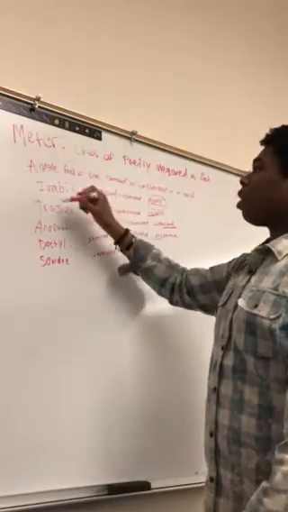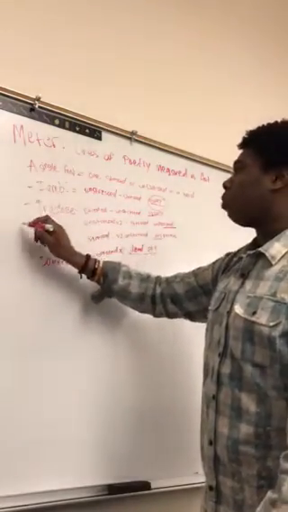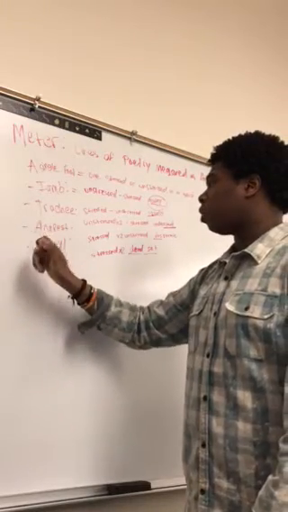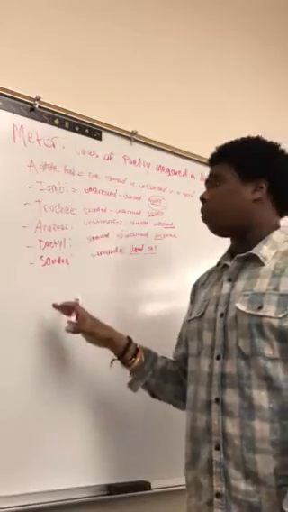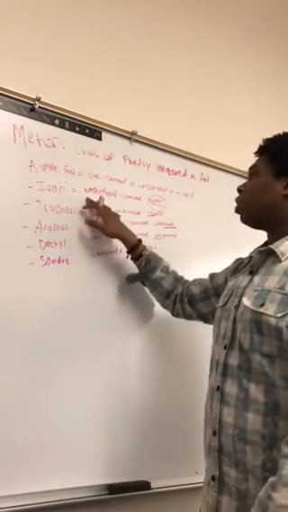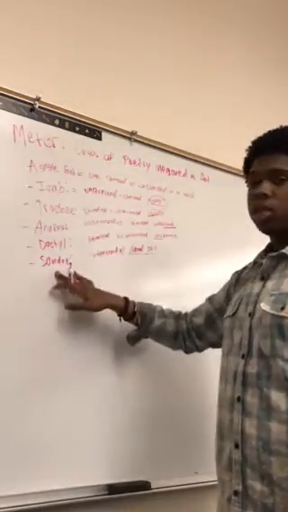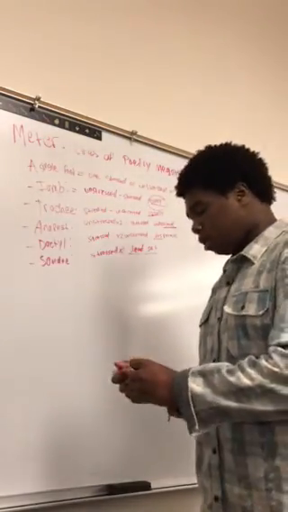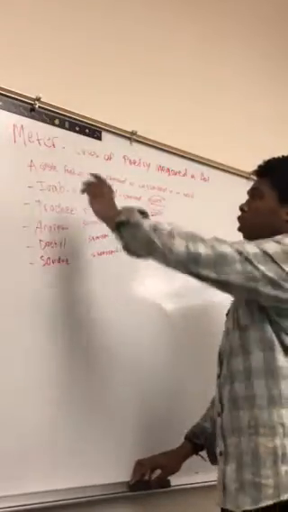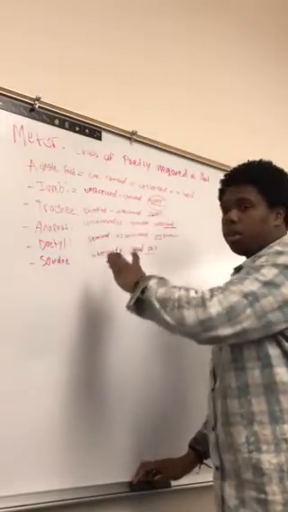So remember, the amount of these you have in your poem is the amount of feet you have in your poem. So you have 5 of these, that means you have 5 feet. You have 5 spondees, you have 5 feet. You have 4 trochees, you have 4 feet in your poem. And these are made up to equal meters.